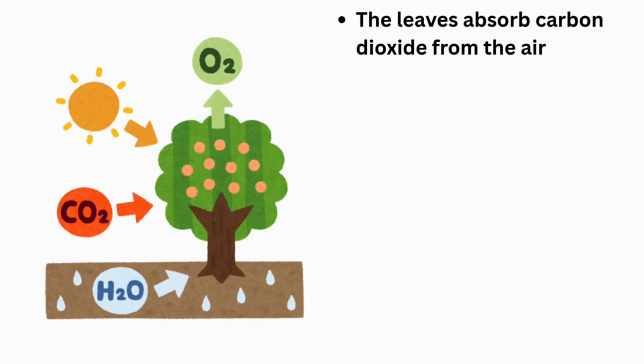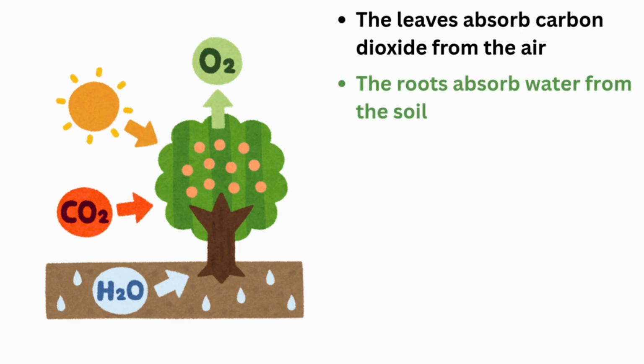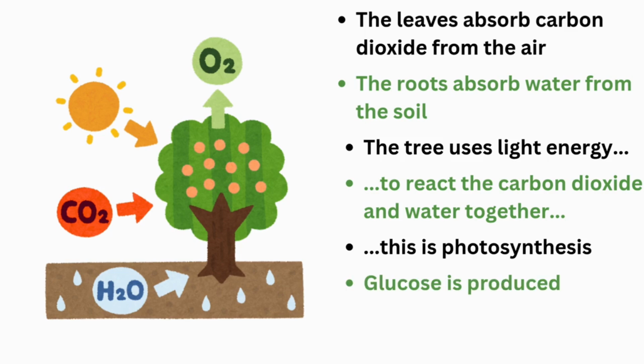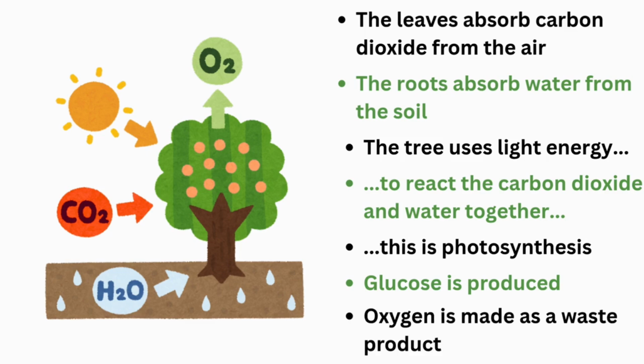So firstly, the leaves absorb carbon dioxide from the air. The second point you need to make is that the roots absorb water from the soil. Obviously, it doesn't matter what order the first 2 points are in. You then need to mention that the tree uses light energy or sunlight energy. And then you get a fourth mark for saying that the sunlight energy is used to react the carbon dioxide and water together. You get a mark for saying that this process is called photosynthesis, and you get another mark for saying that glucose is made or produced in the process. The final mark is for also saying that oxygen is made as a waste product.